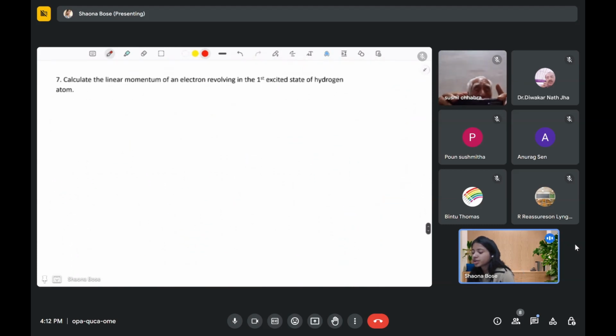So now I'll move on to the next problem. Can you calculate the linear momentum of an electron which is revolving in the first excited state of the hydrogen atom? Again, this is similar. Mind you, this problem has asked for the linear momentum and not the angular momentum.